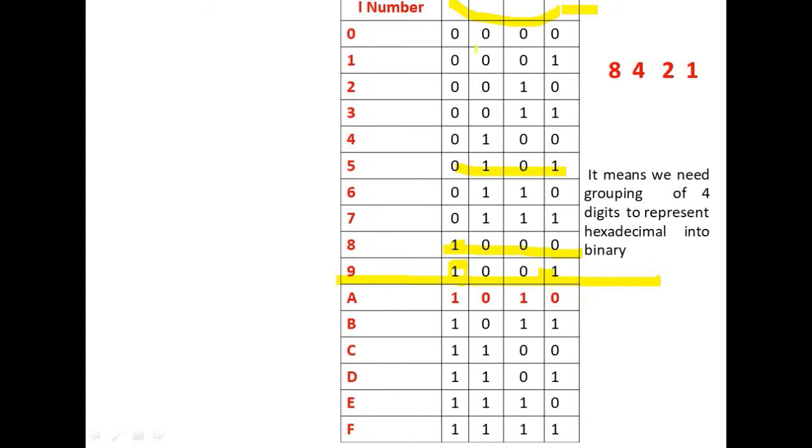But for 11, 12 and 13, suppose we want to write 12, because we know the weight of A is 10, B is 11, C is 12, D is 13, then 14 and 15. So if you want to convert A, which is 10, we will be getting 1, 0, 1, 0. And likewise F is 15, so 8 plus 4 plus 2 plus 1, all 4 digits will be required to convert F into the binary number. So now we know how to convert 4-digit binary numbers into hexadecimal. Suppose 1010 is given, it is 10, and 10 is written as A. Likewise we can convert any binary number into a hexadecimal number.